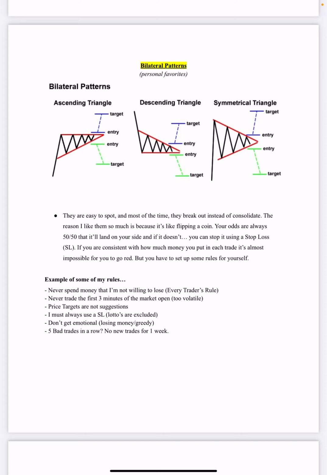Rule number 4 is I must always use a stop loss, right? Lottos are excluded. If you guys don't know what a lotto is, that's just a trade that I think will possibly go up, could possibly go down. I really don't care if it hits $0. I am just in it to hopefully make a 100% trade, pretty much. So you must always use a stop loss on every trade. I do exclude myself from lottos because I don't really care what happens to those.